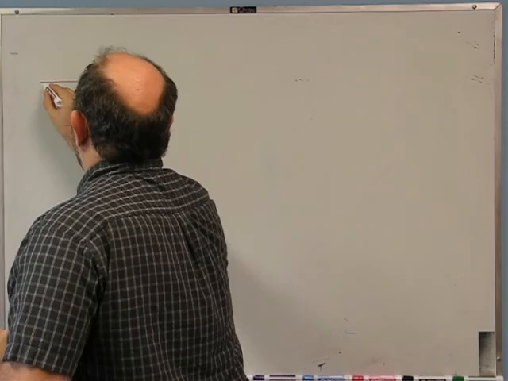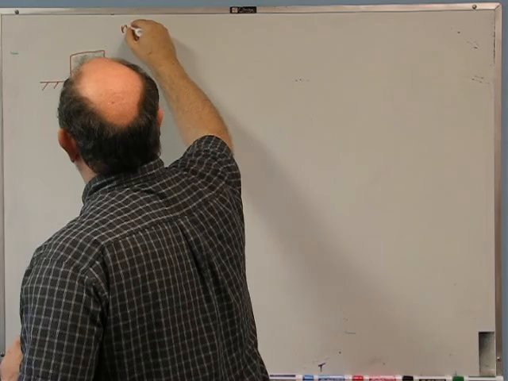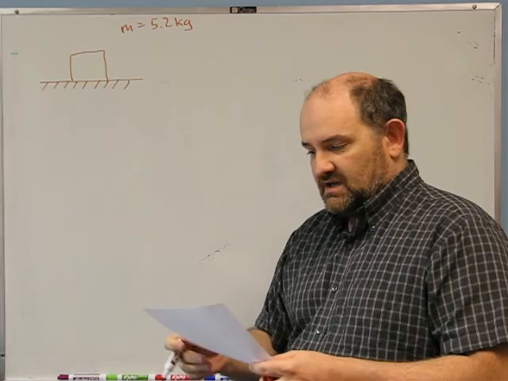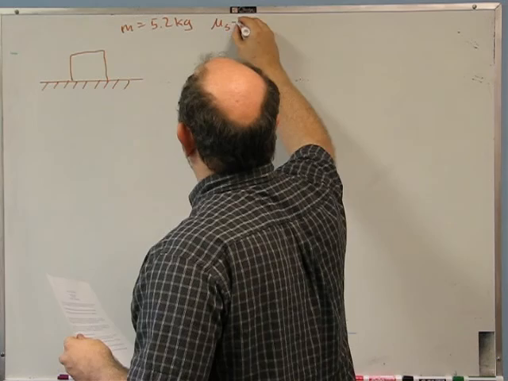There is the ground, there is the box. M is 5.2 kilograms for this box. There's only one box, so we only need one m. The coefficient of static friction between the box and the ground is 0.55, while the coefficient of kinetic friction is 0.4.